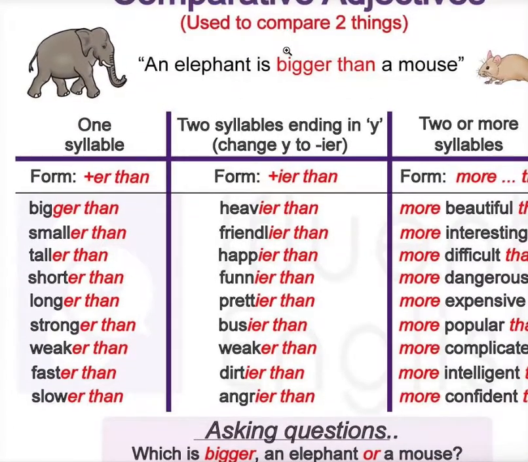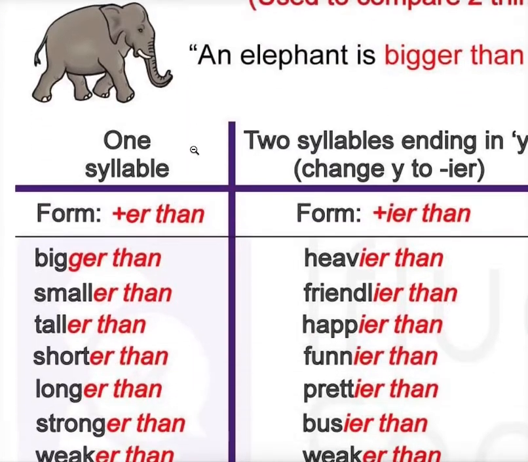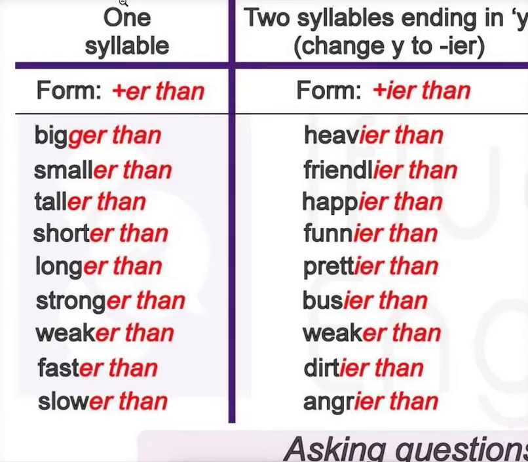Let's take a look to this image, to the first box. I am going to send this to your emails at the end of the class, so don't worry. Look at this comparative adjective used to compare two things. An elephant is bigger than a mouse. So we are going to check this first part. One syllable. ¿Qué nos dice acá? Er plus than. What happened with this than?